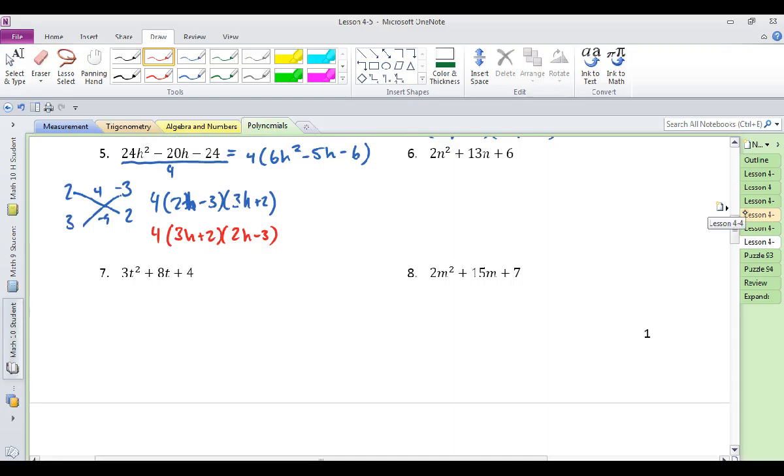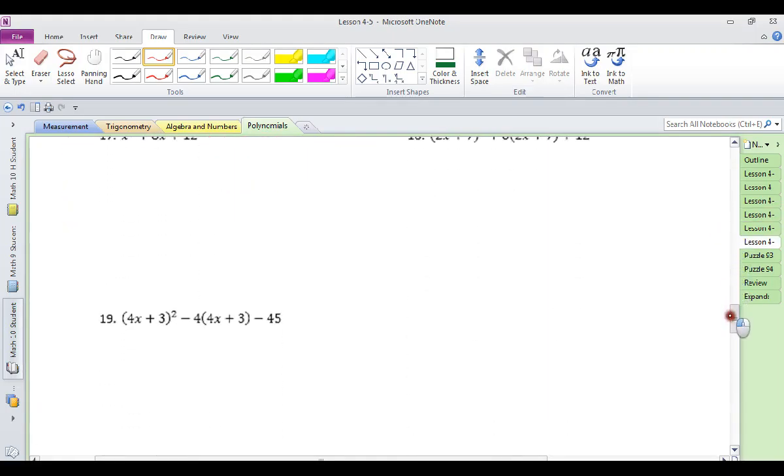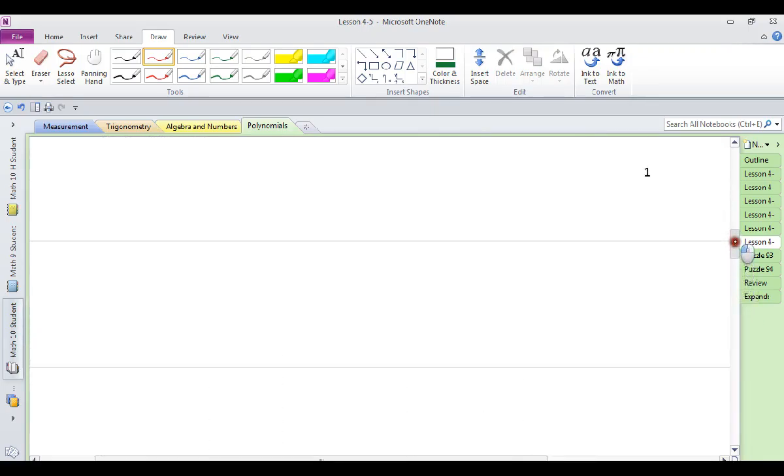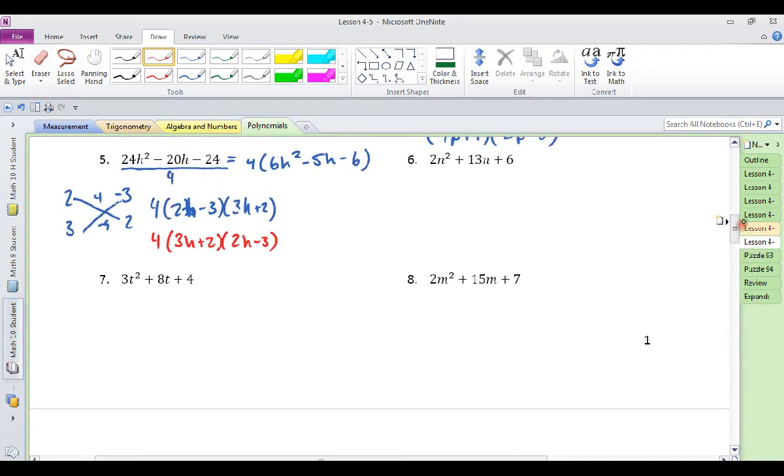If you feel comfortable, we're going to go through this whole page. Up to number 19 is going to be part of your assignment tonight. Okay? There's some on the next page you're not going to know how to do. I'm going to do them as notes in a minute. So if you finish 6, just continue on.